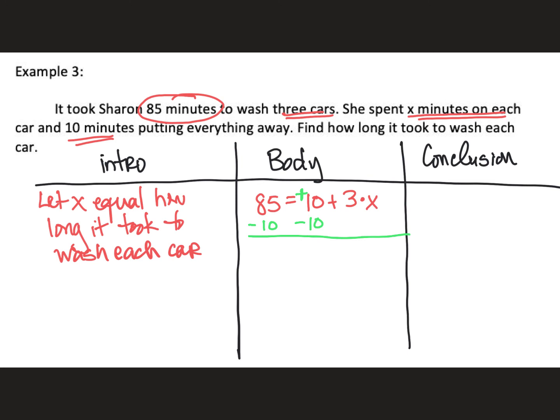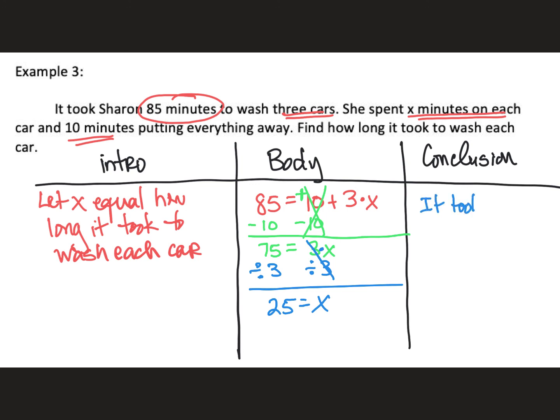85 minus 10 is 75. Positive and negative 10s are zeros. We have 3X left over. Again, the 3 is multiplying by X. So then we're going to divide by 3, because the opposite of multiplication is division. 75 divided by 3 is 25. And then 3 divided by 3 is 1, leaves X by himself. So then we're going to put it into a sentence format. We're going to say, it took 25 minutes to wash each car.